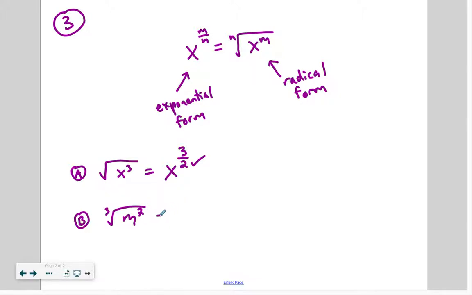Take whatever's on the root, that goes in the denominator. This is m to the 7 over 3. If the final's multiple choice, it's going to have them mixed up. So just make sure you remember which one's which.